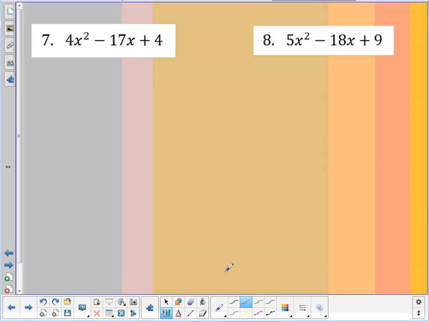All right, number 7, 4x squared minus 17x plus 4. Life gets a little bit tricky when there's multiple ways to get to that leading coefficient. First take note, no GCF, 4, 17, and 4, they don't have anything in common. One thing that strikes me is that 4 times 4 gives me 16, and my middle term is a 17, so that leads me to believe that my insides and outsides should be a 16 plus a 1.